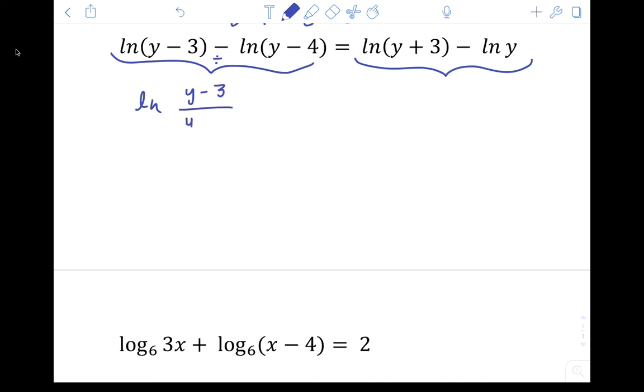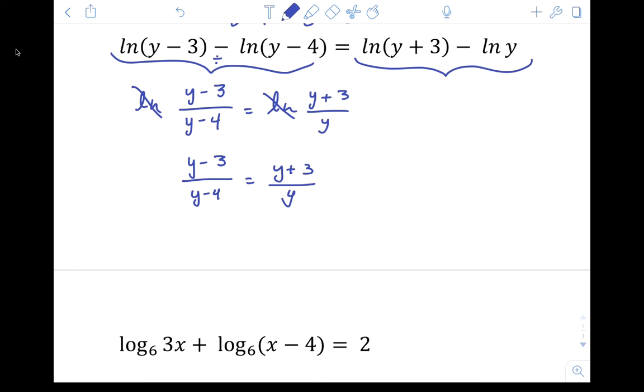And the one that you see second that's being subtracted is the denominator. So we've got the natural log of y minus 3 over y minus 4 is equal to the natural log of y plus 3 over y. Well, now you can drop the logarithms. y minus 3 over y minus 4 equals y plus 3 over y.